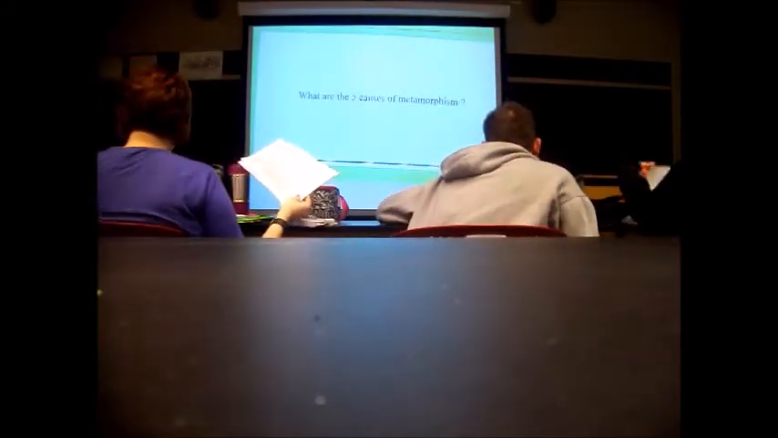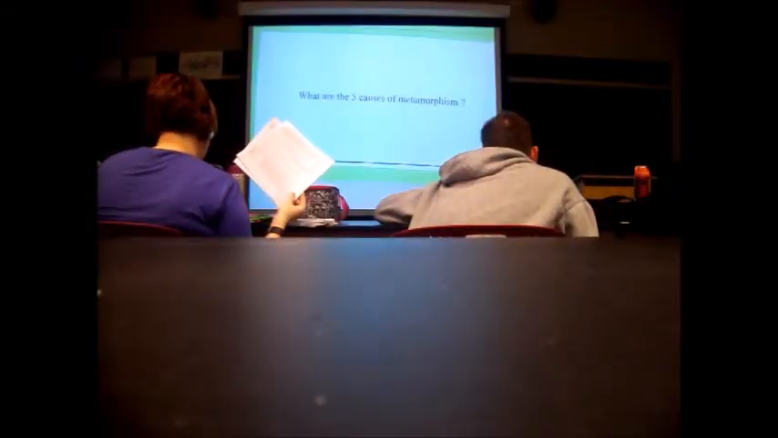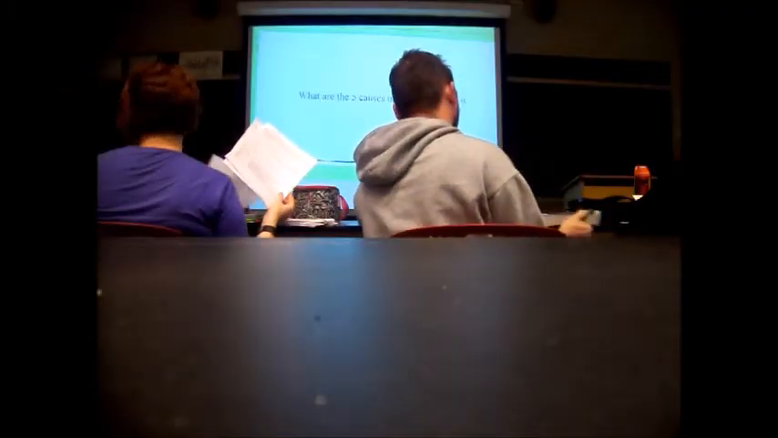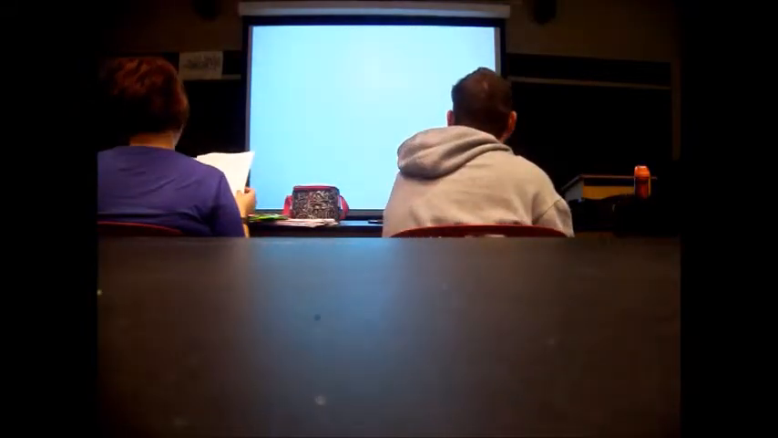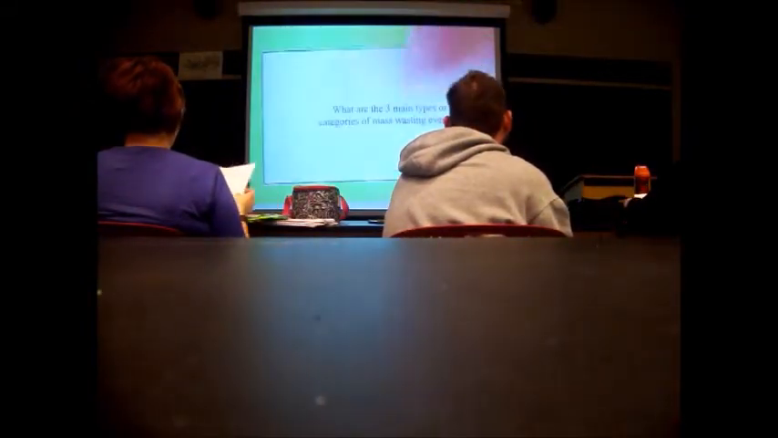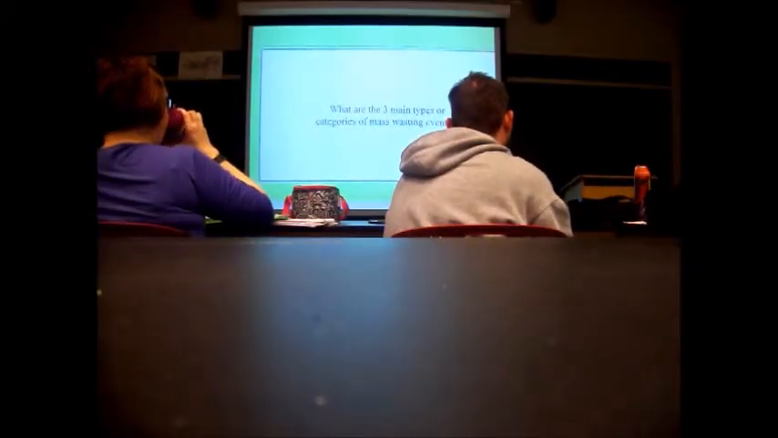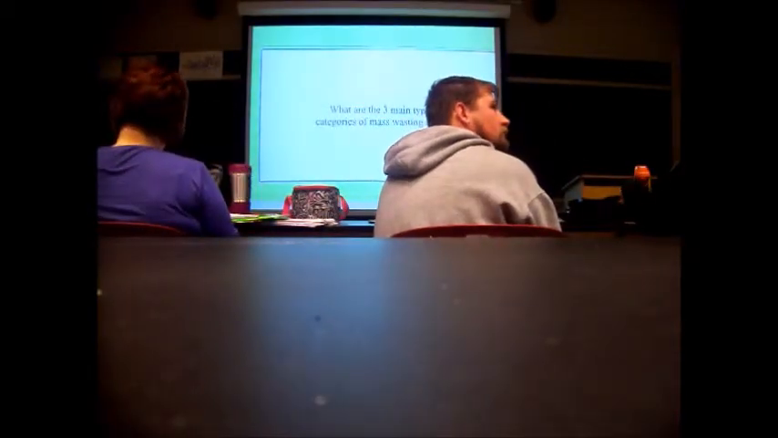Okay, Red. What are the 5 causes of metamorphism? Increased temperature, increased electrostatic pressure, heat and pressure increase, stress, and circulation of hot fluids. Yes. All right. Orange. What are the 3 main types or categories of mass wasting? Falls, slides, and flows. Yes.